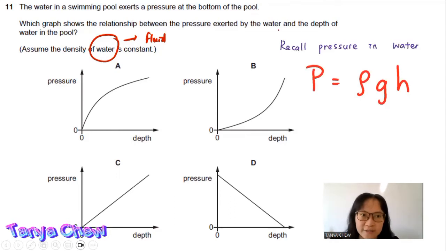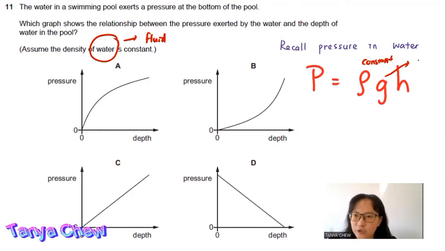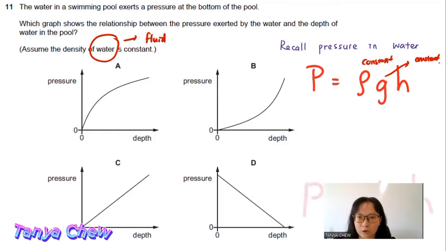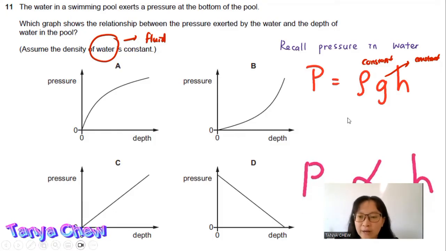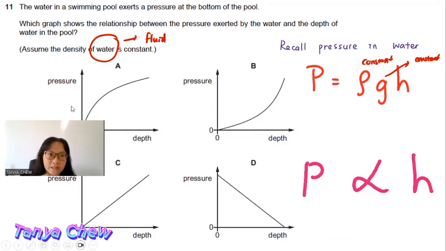And the question did mention that the density of the water is constant. Remember that? And g, of course, gravitational acceleration, is also constant. So from here, you can see when g and rho are constant, P is directly proportional to h. That means when the h, the depth of the water in the pool, increases, the pressure will also increase. C is the answer.